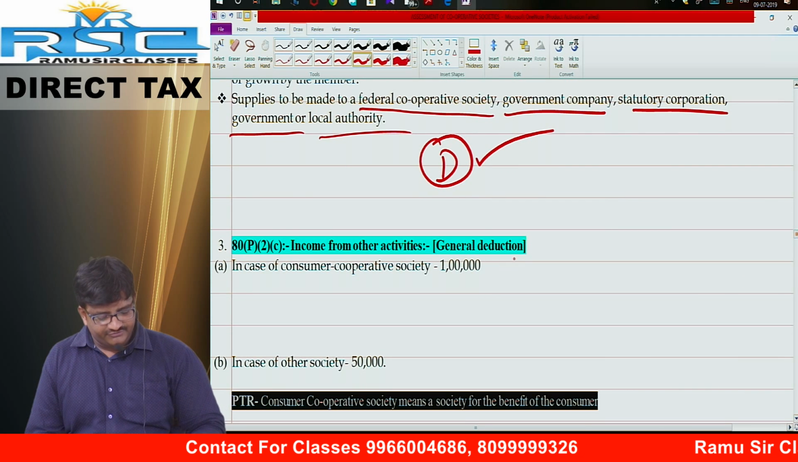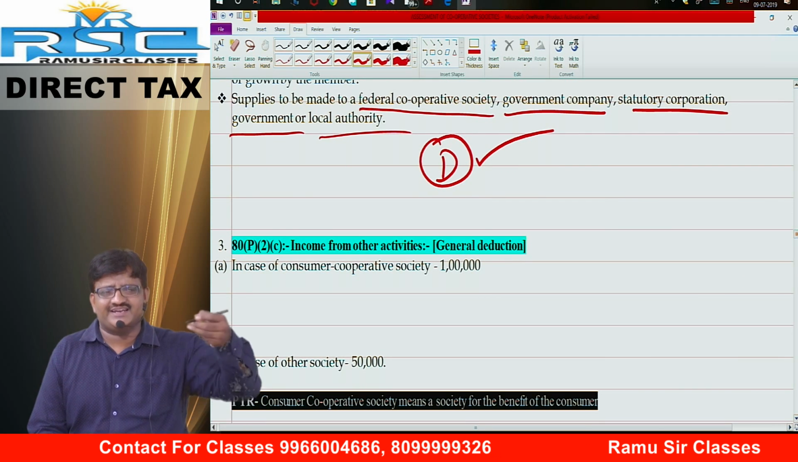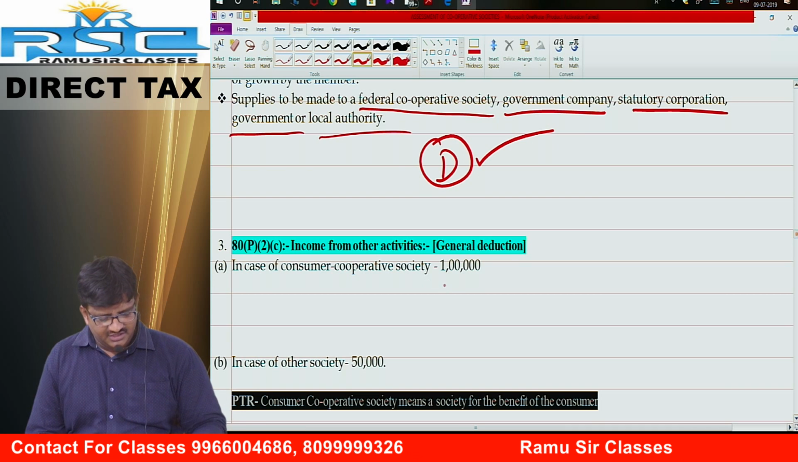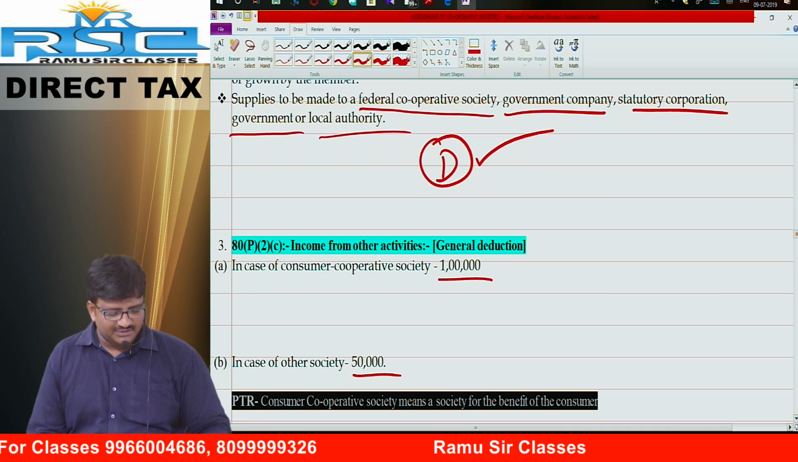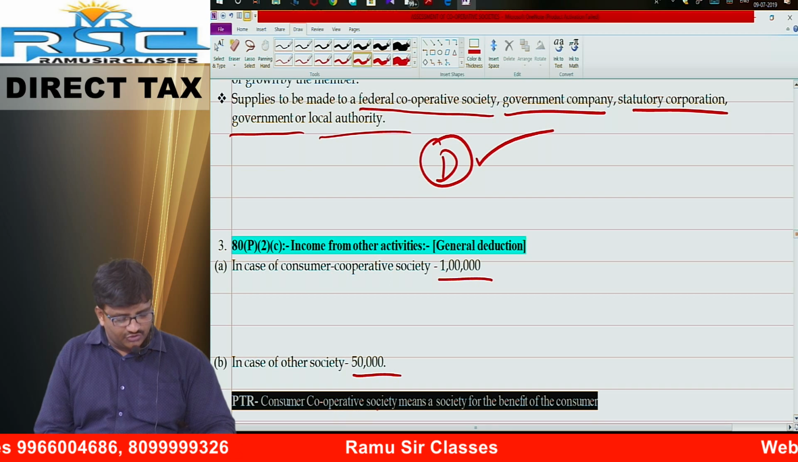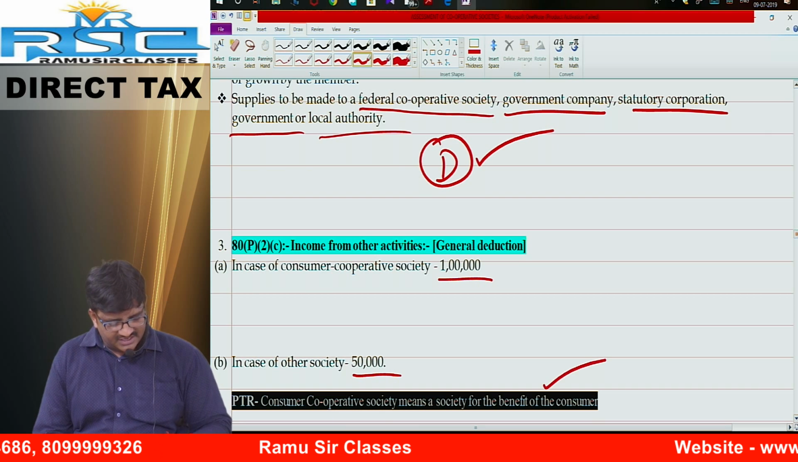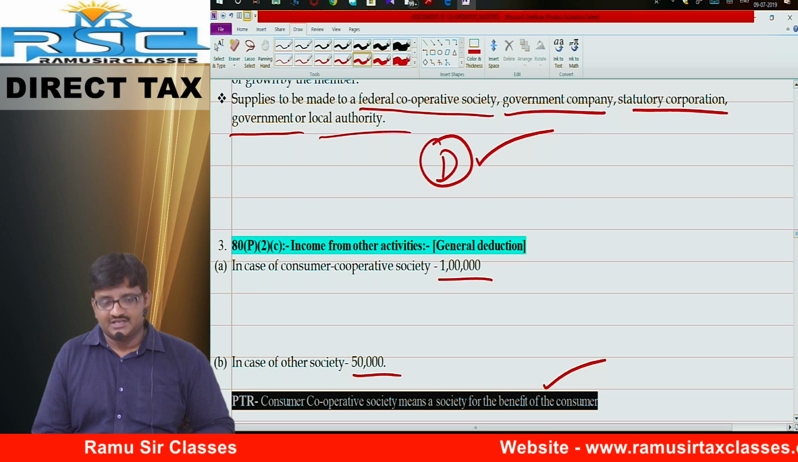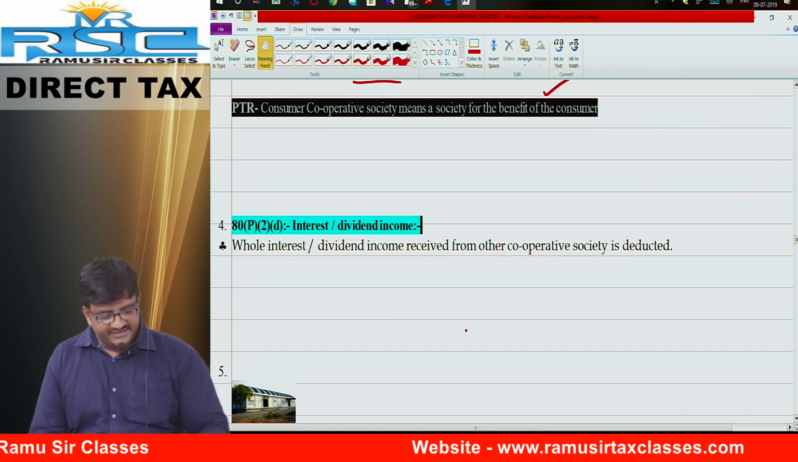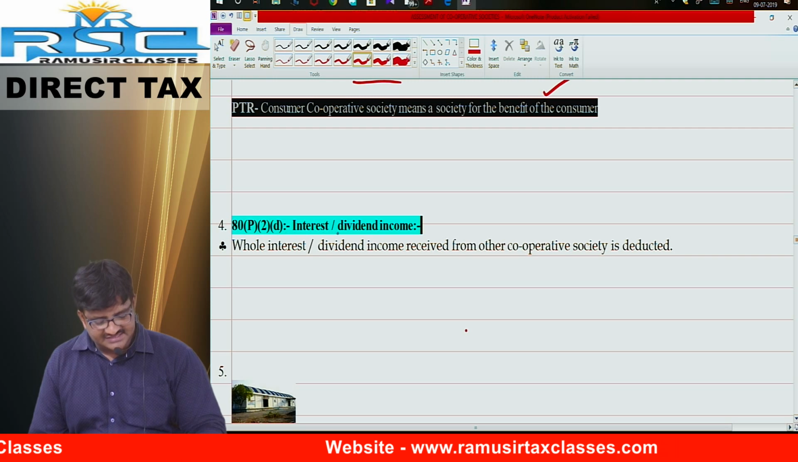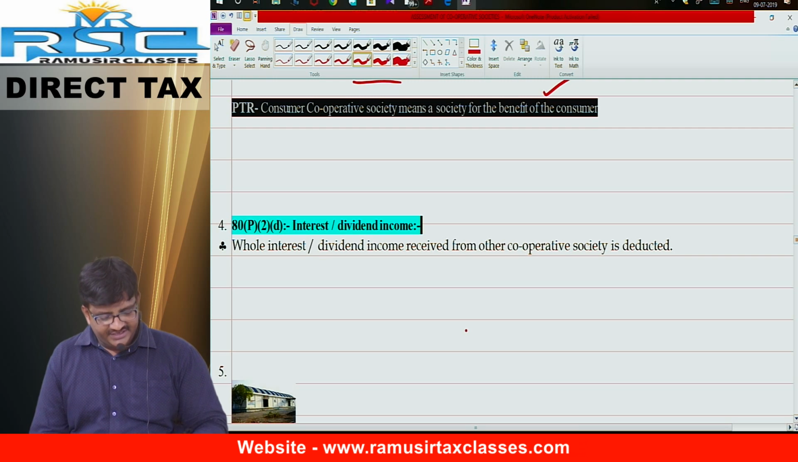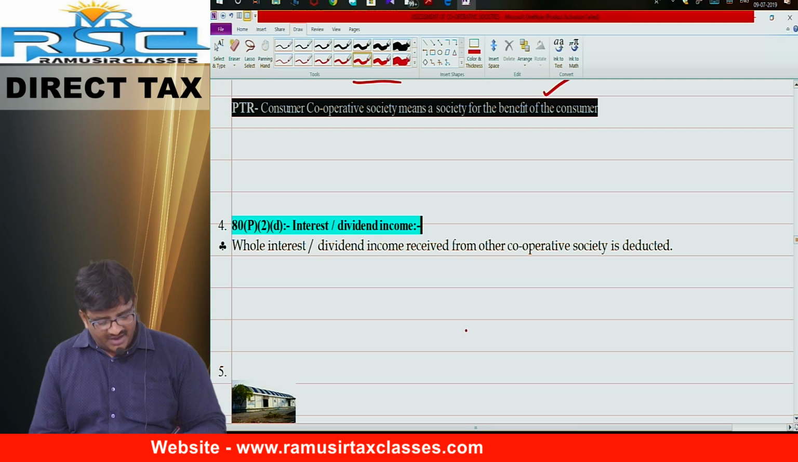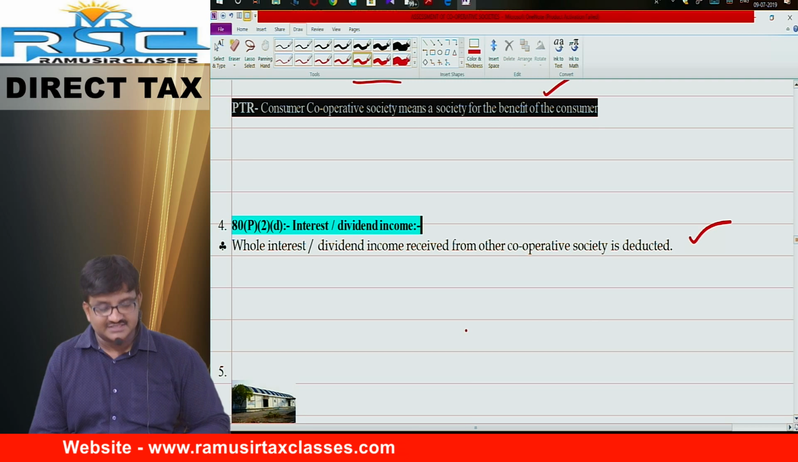Next one, income from other activities, general deduction, friends. Now consumer society 1 lakh, non-consumer 50,000. A consumer cooperative society is a society which is registered for the welfare and benefit of the consumer. Next one, friends, 80P subsection 2 clause D, interest and dividend income. Interest or dividend income from other cooperative societies is also allowed as deduction.